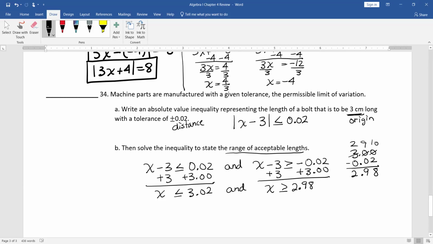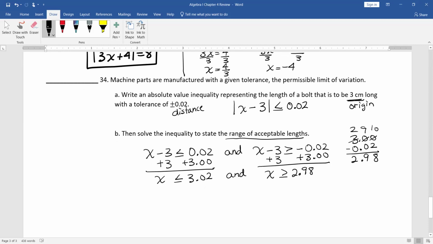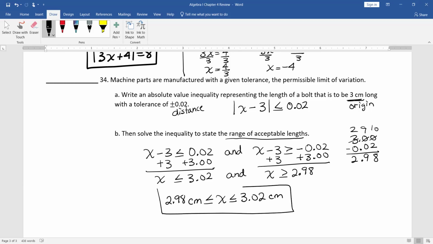All right, so again, because this is a conjunction, we write it as a combined statement. So x must be greater than or equal to, don't forget your units, 2.98 centimeters, and x has to be less than or equal to 3.02 centimeters. All right, that's it, right? Does that finish it? Okay, good deal.